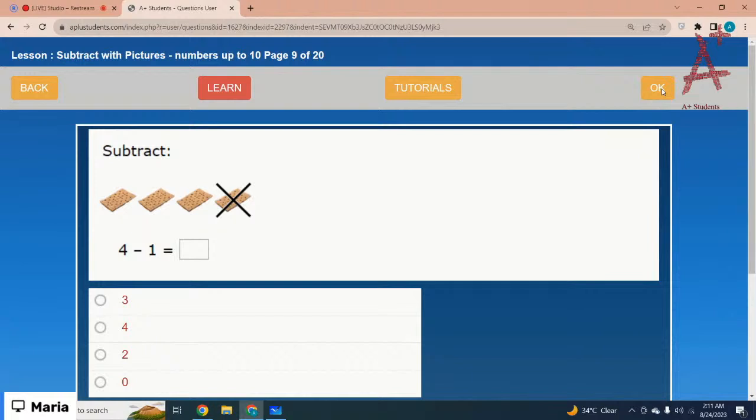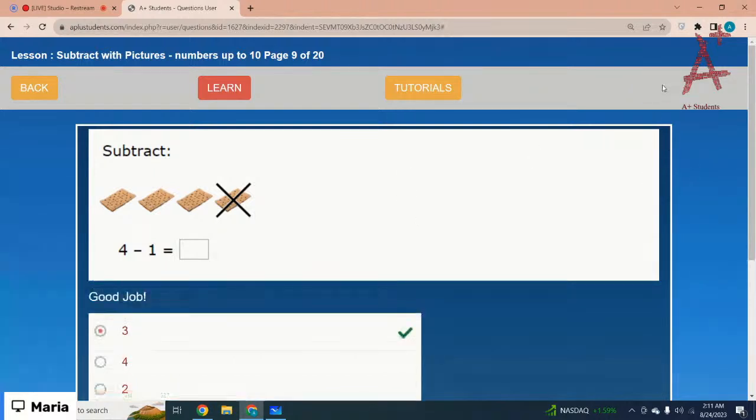Okay, the next one is you have one, two, three, four mats. One of them is crossed out. That means when you start with four, you take away one, you are left with three. You have to count the ones that are not crossed out. So you are left with just three.